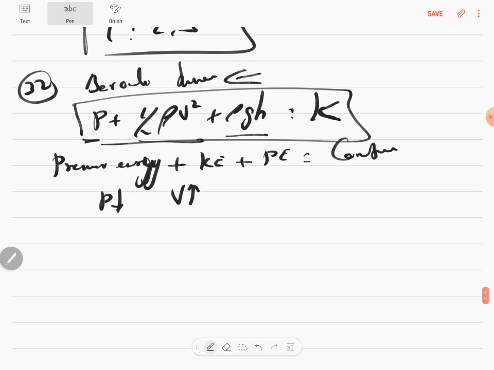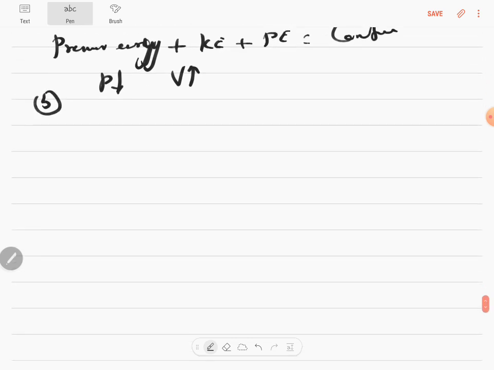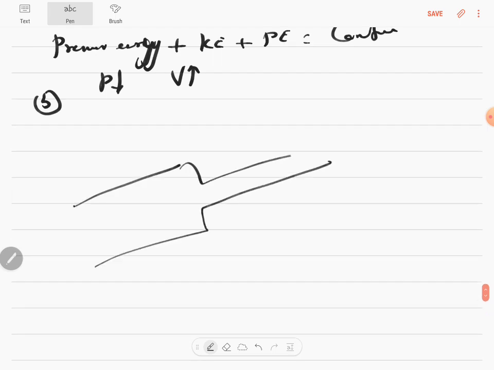So that's section A, state Bernoulli's theorem. A is answered. B, with the help of a suitable diagram, derive Bernoulli's equation for a liquid flow. To derive Bernoulli's equation, you have to draw something like this. You have a fluid which is moved from here to here, and here you have a fluid which is moved from here to here.